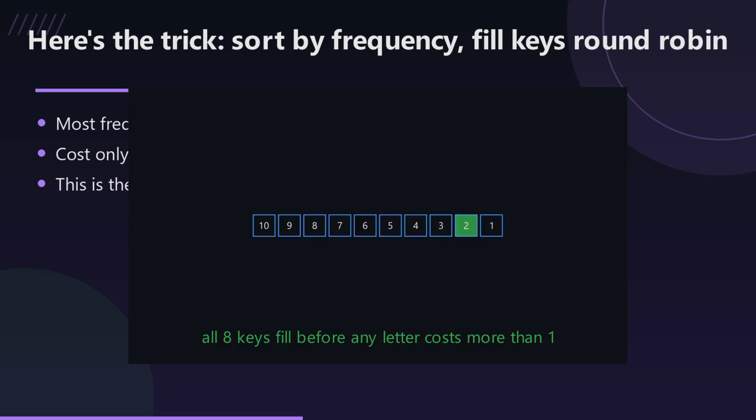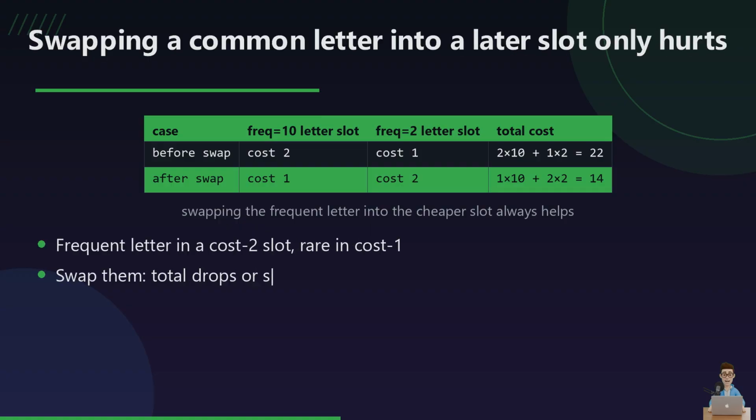I like to call this the frequency ladder. Each rung of 8 letters costs 1 more press than the rung below it. You might wonder, how do we know sorting by frequency is actually the best strategy and not just a reasonable guess? Here's a simple way to check it with real numbers.